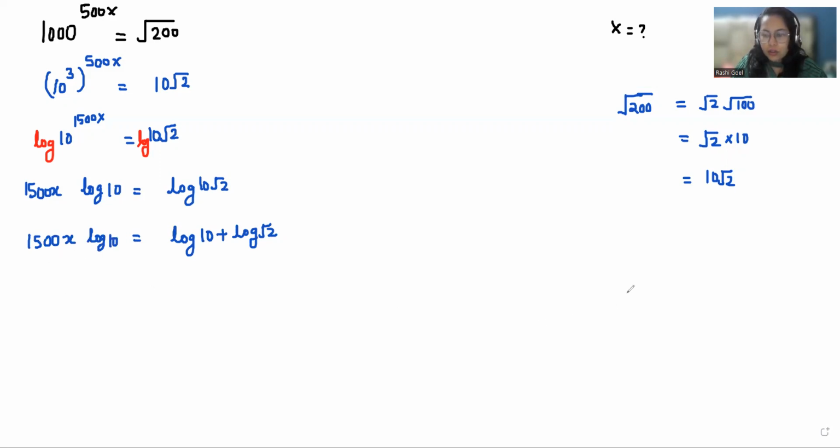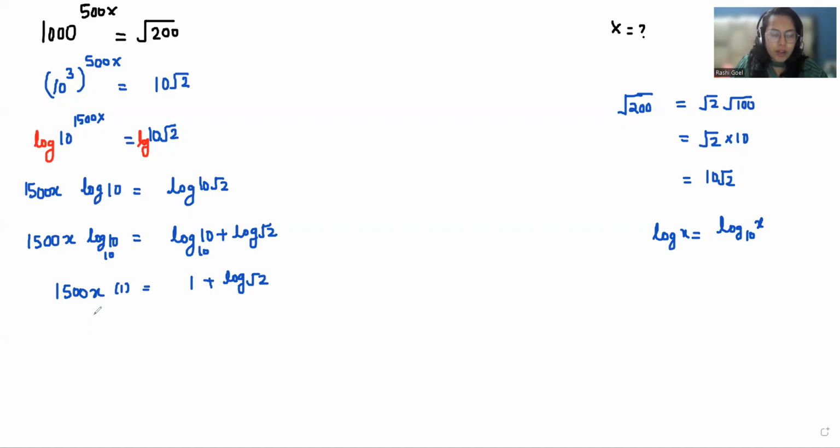Now we know the rule, that is log x is equal to log base 10 of x. So if I take base 10 and log both sides, so log base 10 of 10 is equal to 1. So it becomes 1500x multiply 1 is equal to, similarly this is 1 plus log root 2.